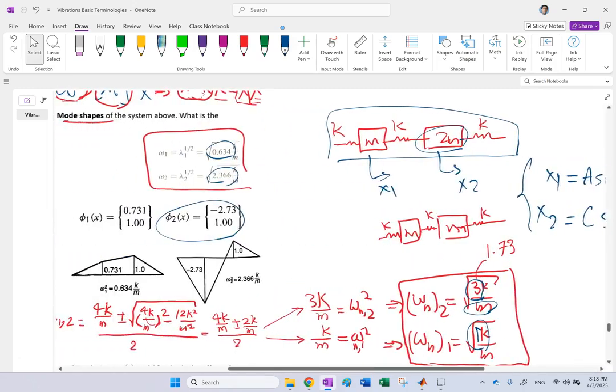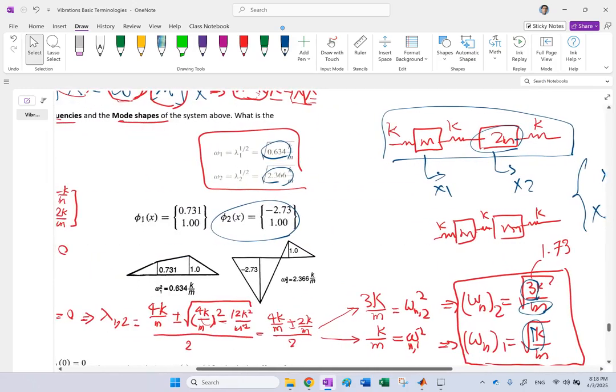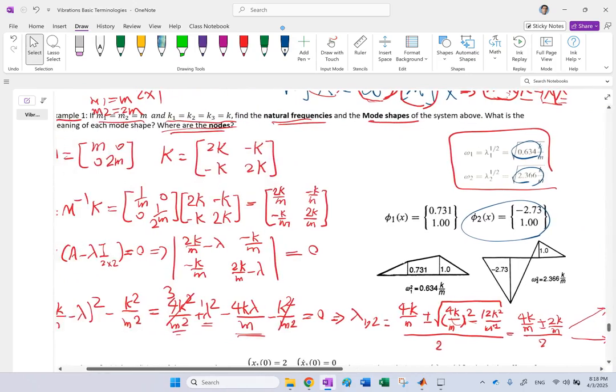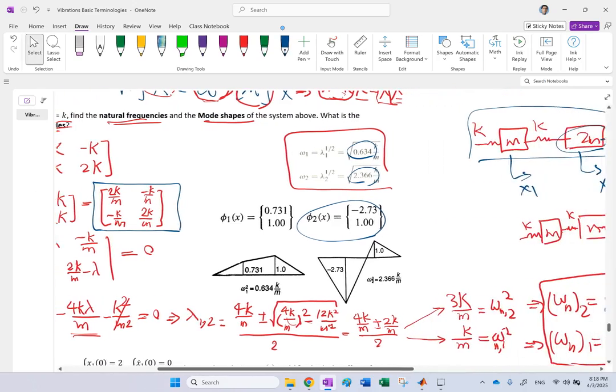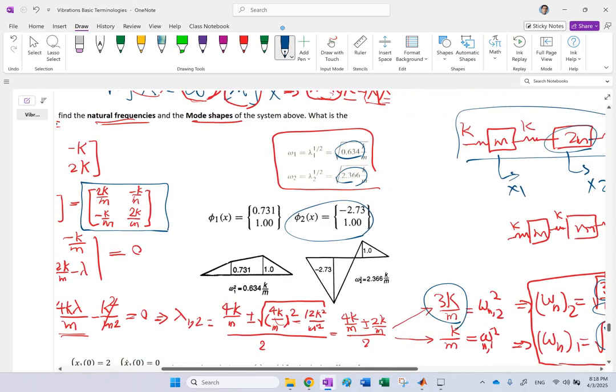This is natural frequency. What about the mode shape? For mode shape, we have to find the eigenvectors of this A matrix. So now we have to go back to this matrix with those lambdas that we found. And remember, these are my lambdas. This is lambda number 1. This is lambda number 2.